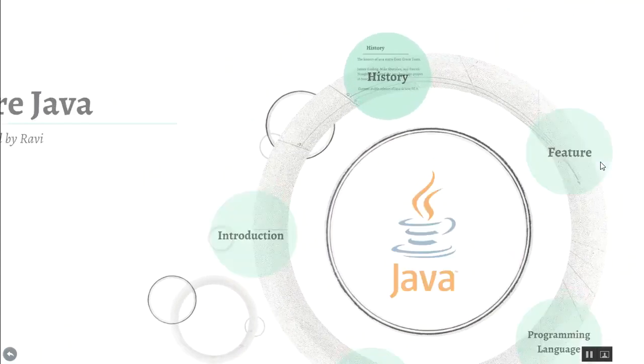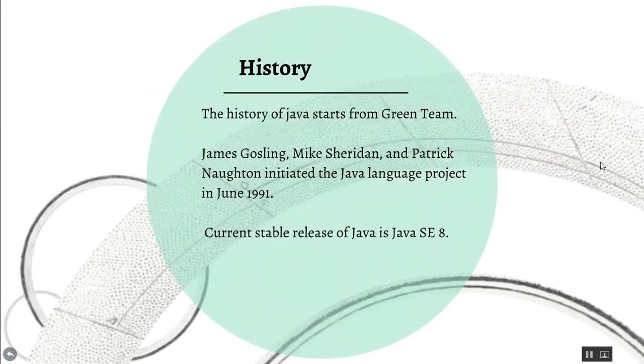Okay. Second thing is history. Java history is very interesting. The history of Java starts from the Green Team. Java team members, also known as the Green Team, initiated a revolutionary task to develop a language for digital devices such as televisions and set-top boxes.